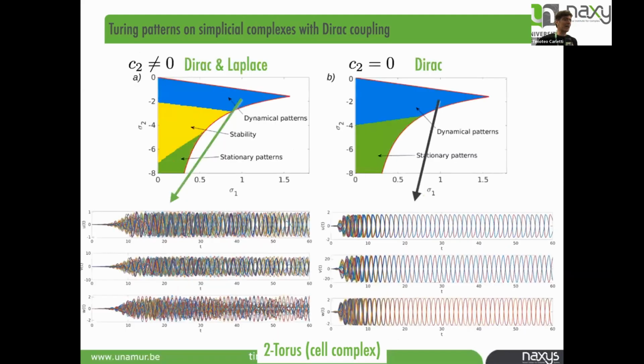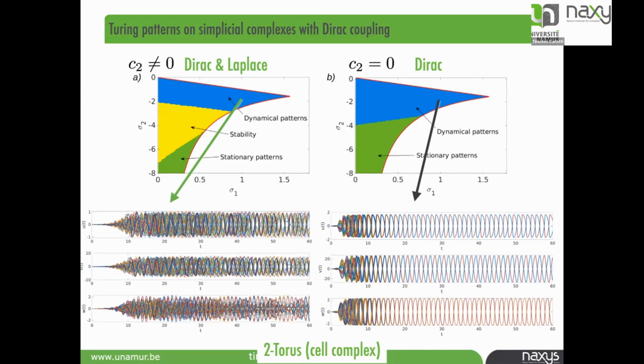This is my last slide. So if you take the same parameters, sigma 1 and sigma 2, in the case of Dirac-Laplace, this is the kind of waves that you obtain. So this is the U variable on the links, this is the V variable on the nodes, and this is the W variable on the links. And these are the kind of waves that you obtain because here you have this dynamical pattern.